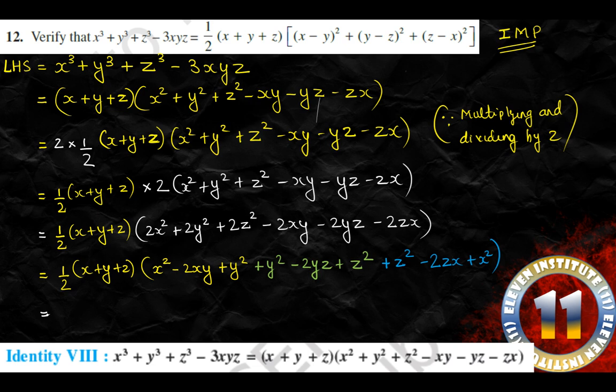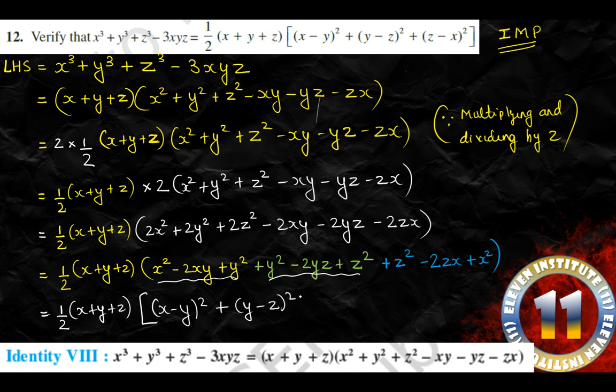Now I can write this as follows, half of x plus y plus z. If we factorize these three, what answer do we get, x minus y the whole square. In the same way, if we factorize these three, we get y minus z the whole square. And in the same way, looking at this, whose formula is this, z minus x the whole square. I hope this is very much clear to you.